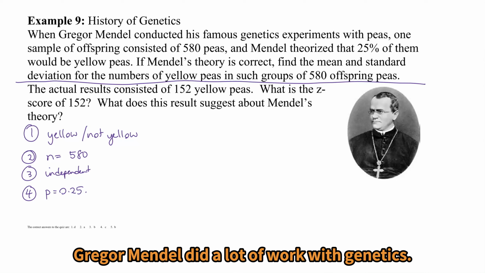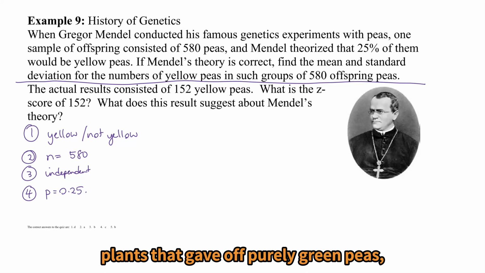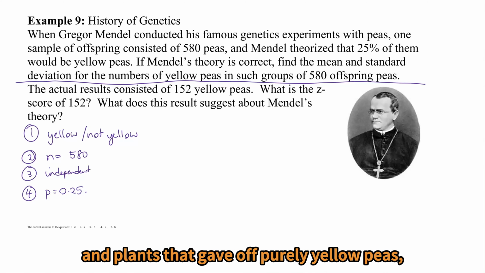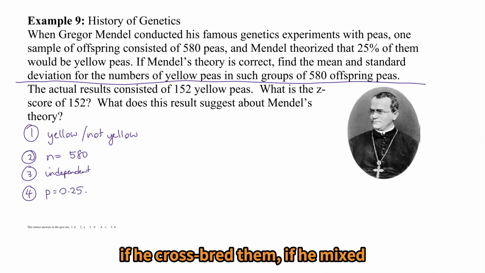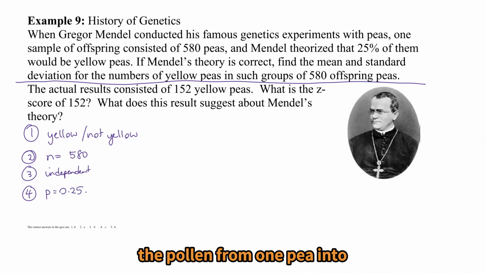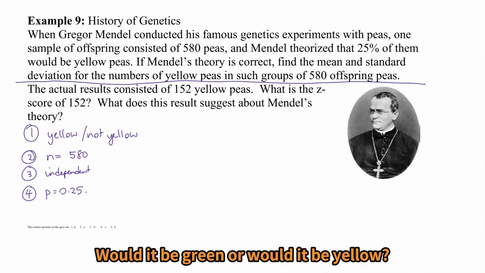Gregor Mendel did a lot of work with genetics. So he was taking purely green pea plants that gave off purely green peas, and plants that gave off purely yellow peas. And he was trying to determine what would happen if he crossbred them, if he mixed the pollen from one pea into the flower of the other. What kinds of peas would that new plant produce? Would it be green or would it be yellow?